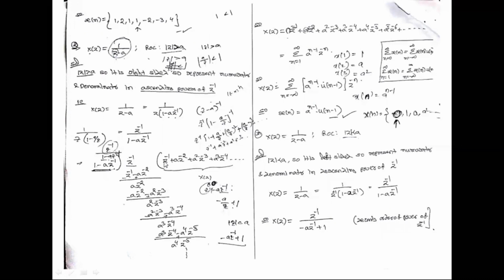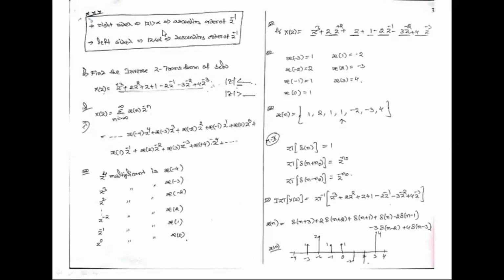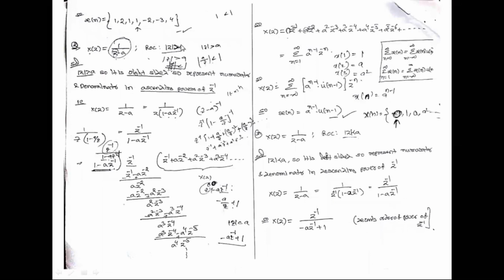Then you go for the division method, the long division method. X of z is equal to 1 by z minus a is given, and its ROC is z greater than a. Z greater than a, so it is right-sided. So represent the numerator and denominator in ascending powers of z power minus 1. We already discussed that right-sided means ascending order of z power minus 1. Left-sided means descending order of z power minus 1. Only you have to remember that. So the given ROC is greater than a, so use the power series or the long division method.